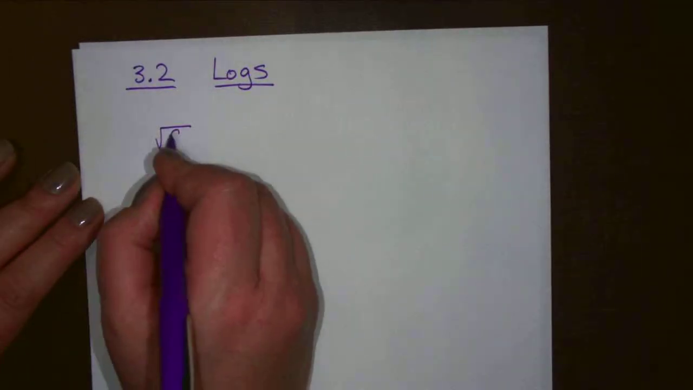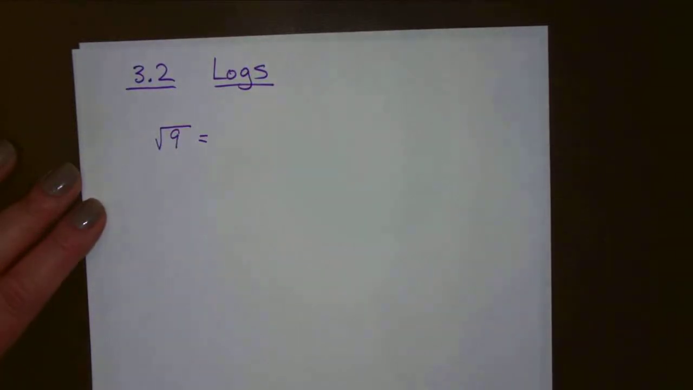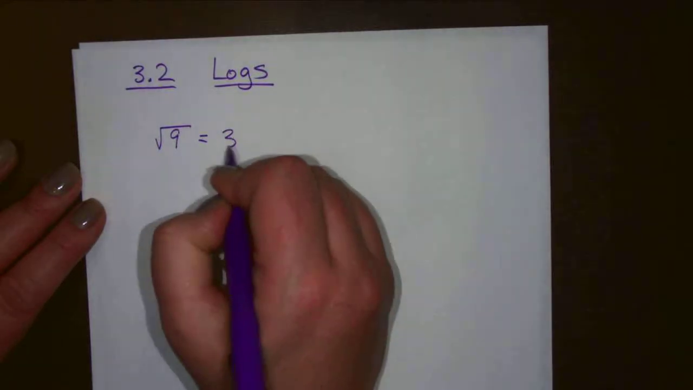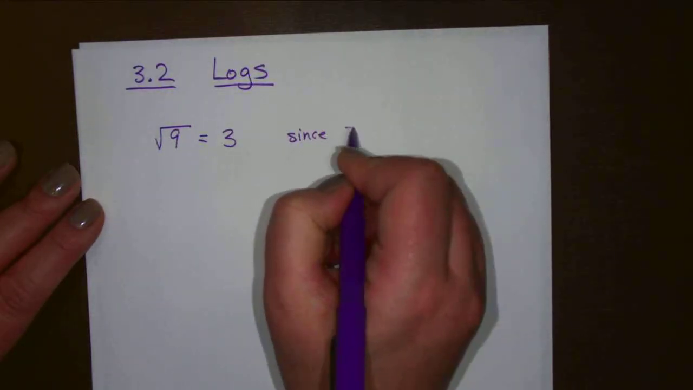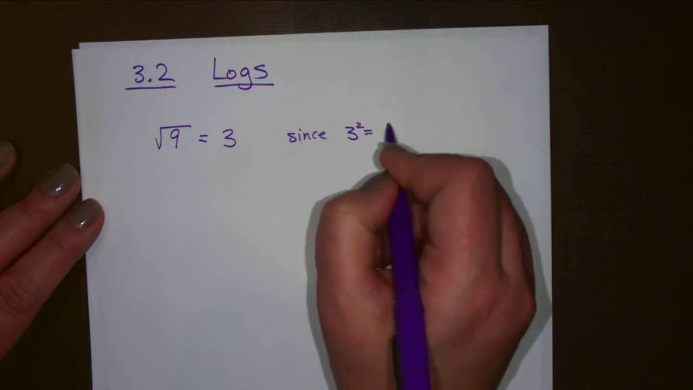Like if I wrote down the square root of 9, you say to yourself, you have it memorized, but really, what we're doing is, why is this 3? It's 3 because 3 times 3 equals 9. That's why it's 3, right? Since 3 squared is 9. That's why.